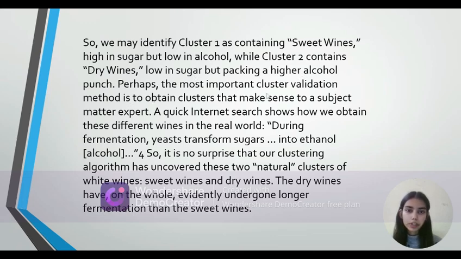Perhaps the most important cluster validation method is to obtain clusters that make sense to a subject matter expert. During fermentation, yeast transforms sugar into ethanol alcohol, so it is no surprise that our clustering algorithm has uncovered these two natural clusters of white wines, sweet wines and dry wines. The dry wines have on the whole evidently undergone longer fermentation than the sweet wines.